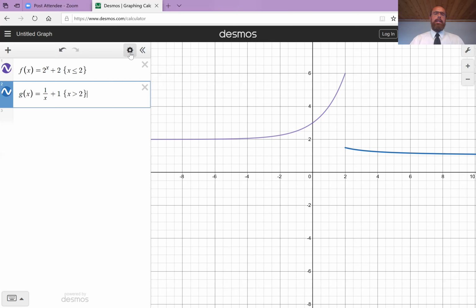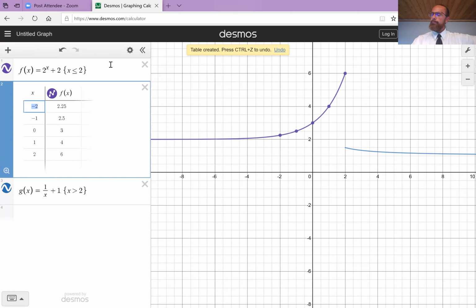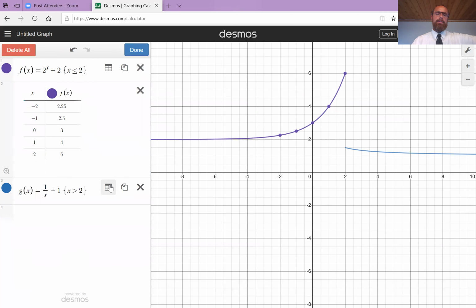Now I want to get a table, so I'm going to hit the cog, and then I want to graph this first function. So we're going to take it -2 through 2, and we'll record those values so we can see them approaching here on the left-hand side of this purple graph. -2 is at 2 1/4, -1 is at 2 1/2, 0 is at 3, 1 is at 4, 2 is at 6. We'll also create a table for the second half of the piecewise function.